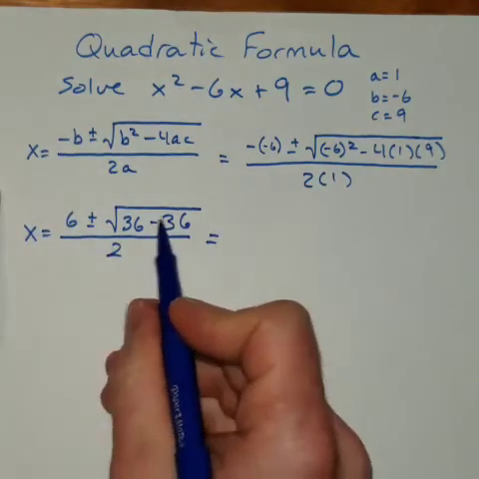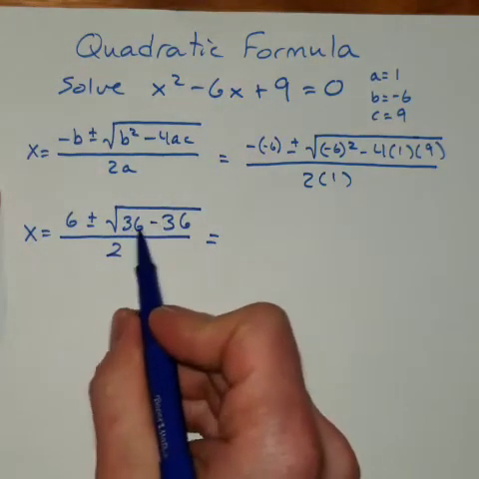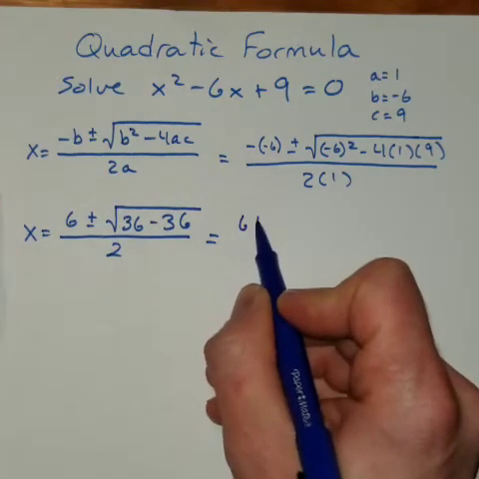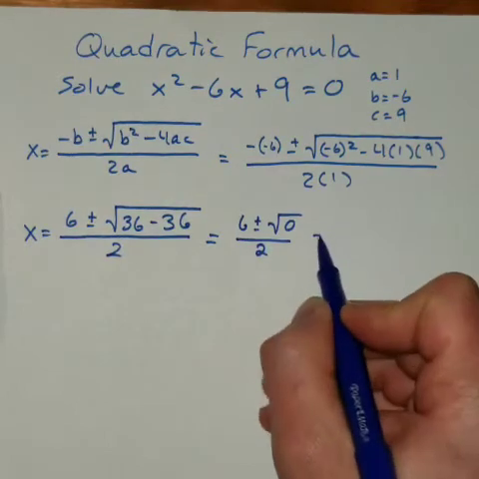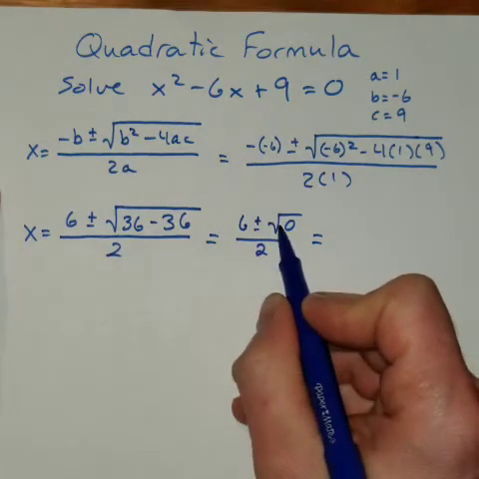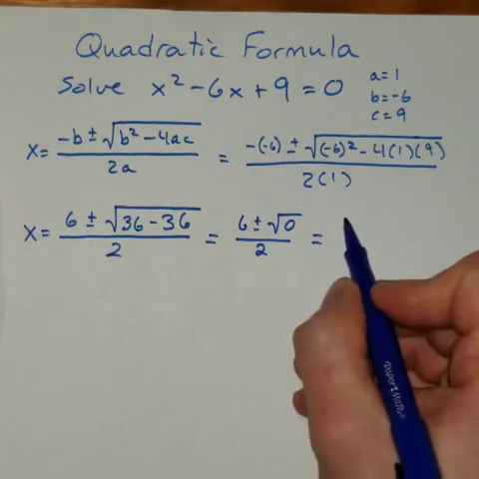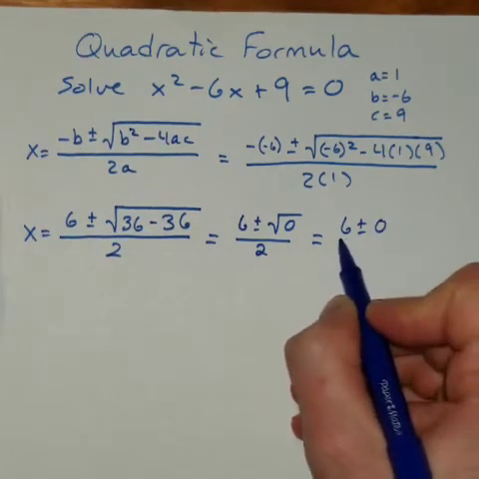Well, here, under the root, I get 0, right? 36 minus 36. So that's 6 plus or minus root 0 all over 2. And what is the square root of 0? Well, it's 0. So that's 6 plus or minus 0 all over 2.